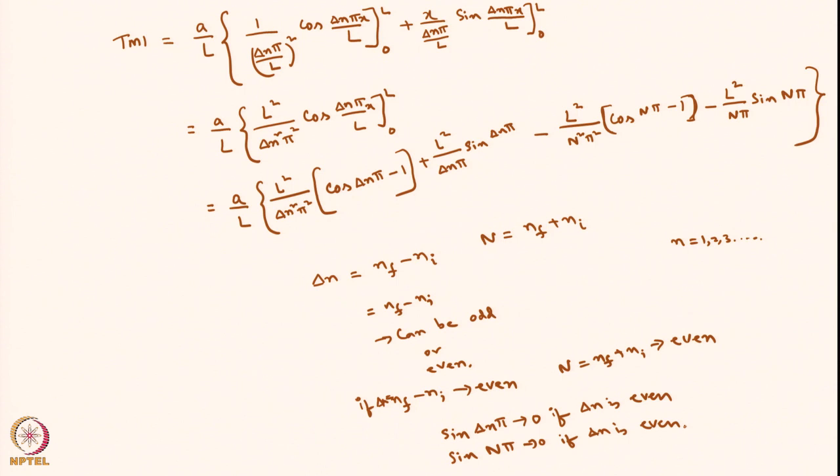Similarly, you can see that cos delta N pi will go to 1 if delta N is even, and cos capital N pi will also go to 1 when N is even. So 1 minus 1 is 0, and 1 minus 1 is 0. All the terms will go to 0 when NF minus Ni, or delta N, is even and capital N is even. So your TMI will go to 0 if delta N is even and N is also even.